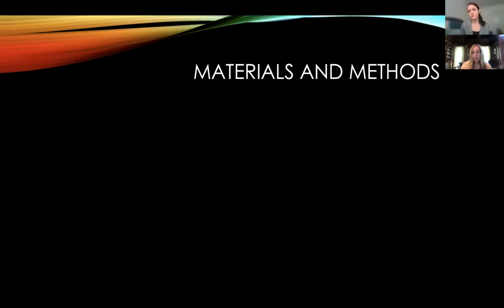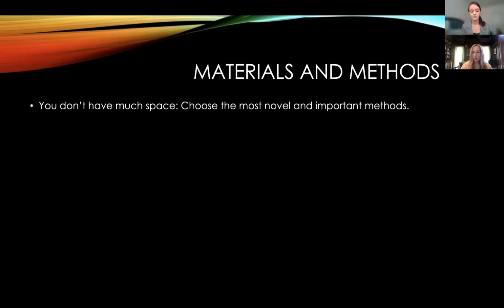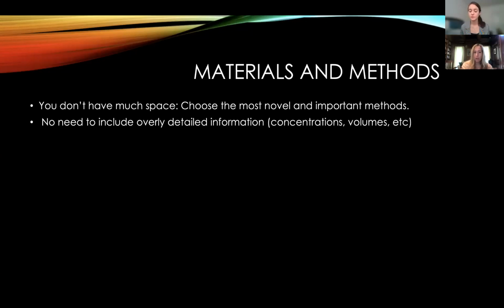The next section that comes after the introduction is the materials and methods. In my opinion, this is the easiest section to write. This is literally just what you did. You don't have much space, so you have to be a little discriminating on what you choose to include. You really just want to include the most novel and important methods that you used. If you're writing a materials and methods section for a paper, it has to be detailed enough that someone can reproduce your experiments exactly. That's the criterion for a paper: somebody has to be able to go in the lab and redo it.